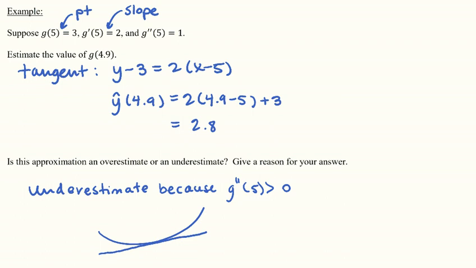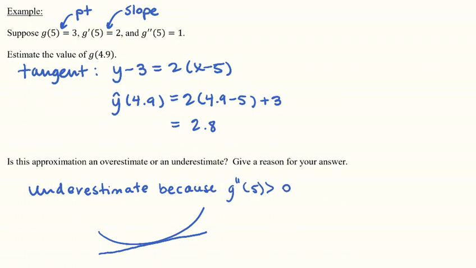So if I take g of 5 equals 3, I turn that into a point. I've got g prime of 5 equals 2, that's a slope. And then the g double prime, that's giving me information about whether it's an overestimate or an underestimate. Okay, I write down the equation of the tangent line. I plug in 4.9 for x, and do 4.9 minus 5 is negative 0.1. I double that, I get negative 0.2. So I'm subtracting 0.2 off of 3, and I get 2.8.